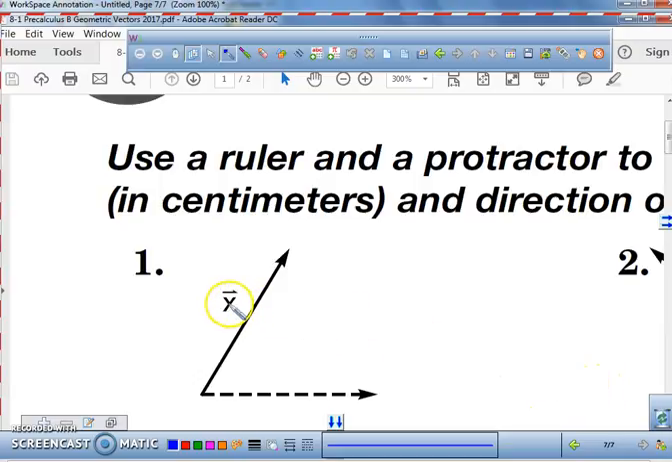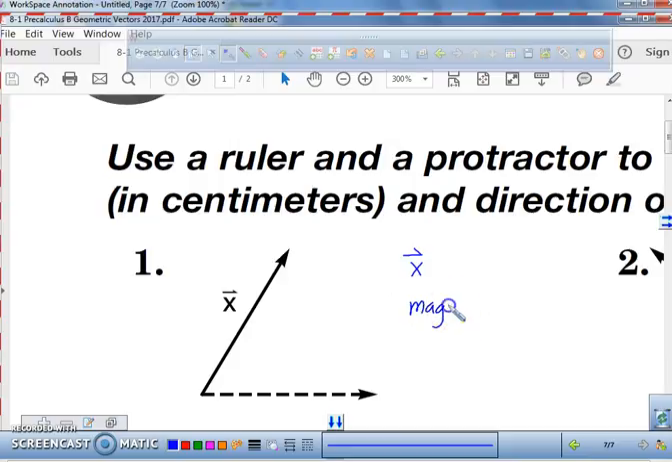Right? So here, this symbol right here, everybody, represents a vector. This means vector x. And what we want to figure out is the magnitude, which is basically the length of it, right? How far it's going, and the direction that it's going. Now, this right here is the vector. The dotted line is just basically, think of it as the x-axis, right here.